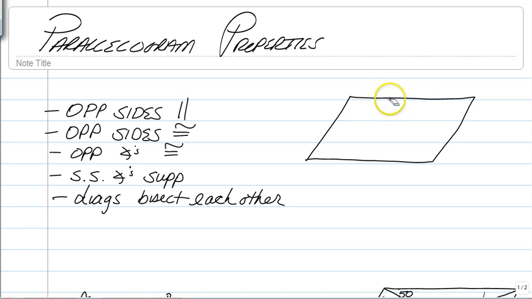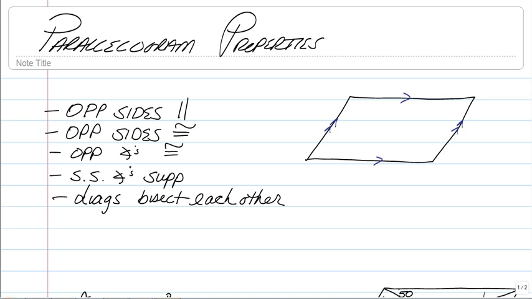So, both sets. When you say opposite sides, that means the top is parallel to the bottom and the left is parallel to the right. Now, that is what a parallelogram is by definition. And there's going to be multiple types of parallelograms.